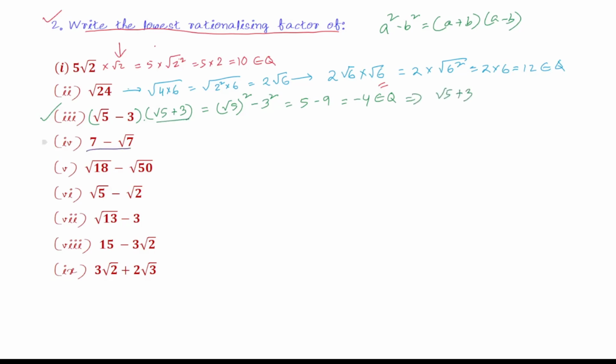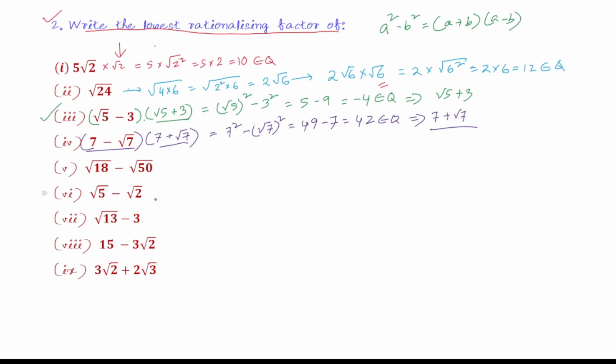Now 7 minus root 7. In this case also we can multiply this by 7 plus root 7. So a plus b into a minus b will be 7 squared minus root 7 squared, equal to 49 minus 7, which is equal to 42, a rational number. So the lowest rationalizing factor is 7 plus root 7.